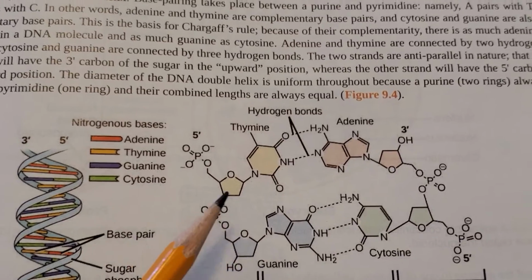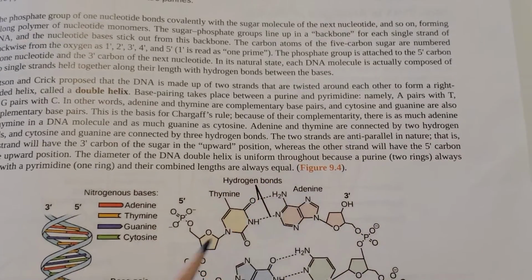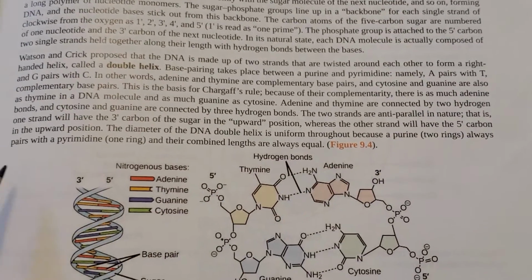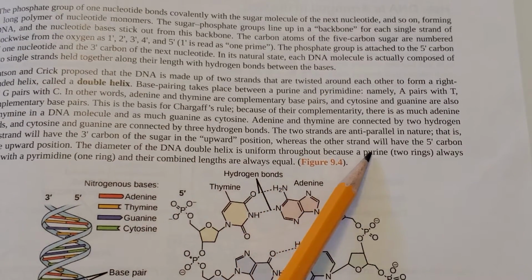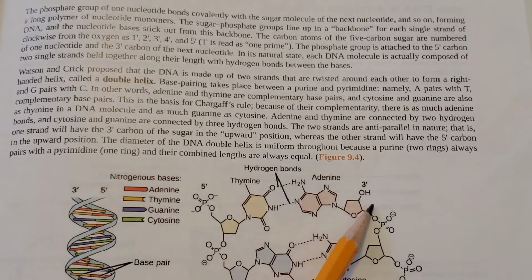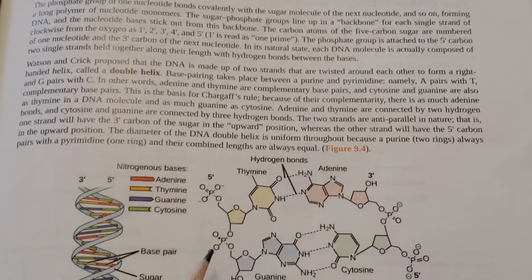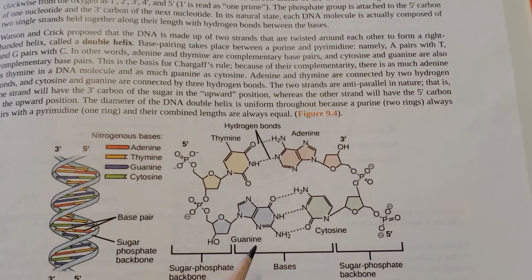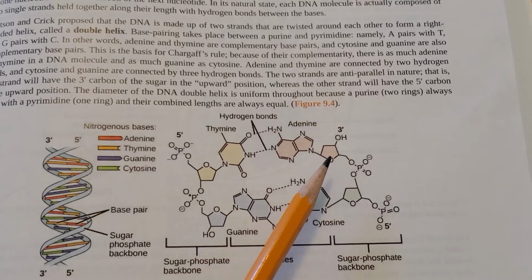And then the other thing I was going to show you is, when you're reading in this paragraph, it talks about how the two strands of the double helix are anti-parallel in nature, and that is, one strand will have the 3 prime carbon of the sugar in the upward position, whereas the other strand will have the 5 prime carbon in the upward position. Okay, and so when we take a look at this image, we want to see if we can understand what that means. And also, let's try to find the sugar phosphate backbone, right? And then the bases, and locate ourselves at the 3 prime carbon of the sugar, right?